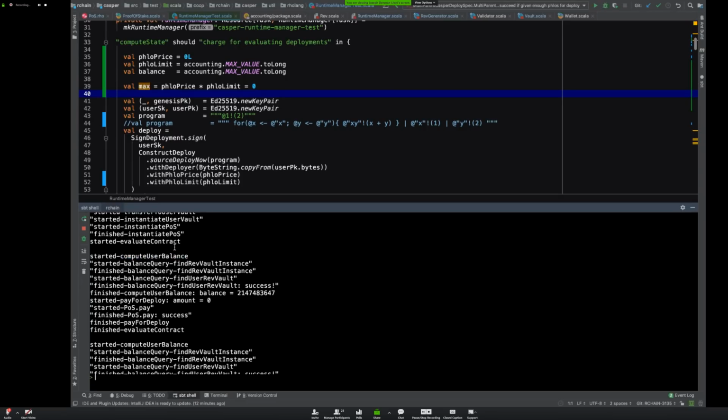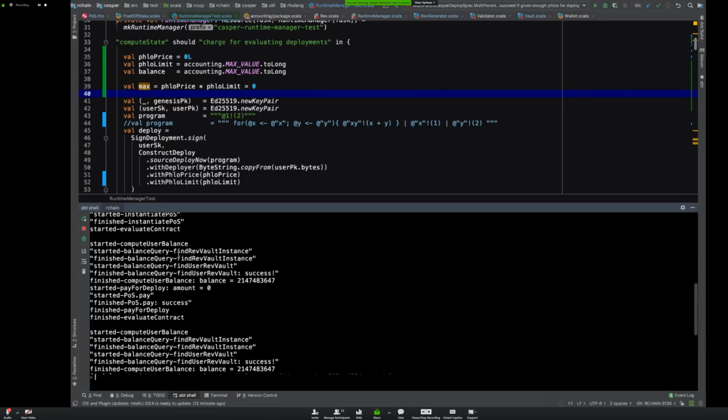So now that our balance is sufficient to cover the cost of the computation, we see a few internal operations that happen just to get the vaults in line. First, we have to find the contract that gives us access to vaults. That's the rev vault instance. Then we have to find the user's vault. And once we've successfully found the user's vault, we can query for the user's balance, which again is a max value.